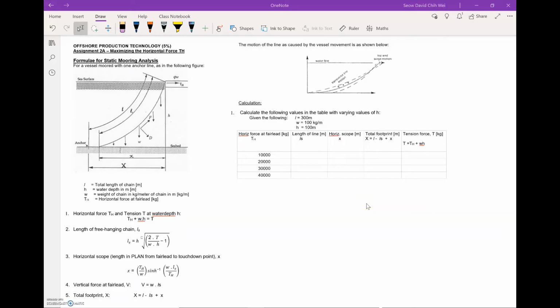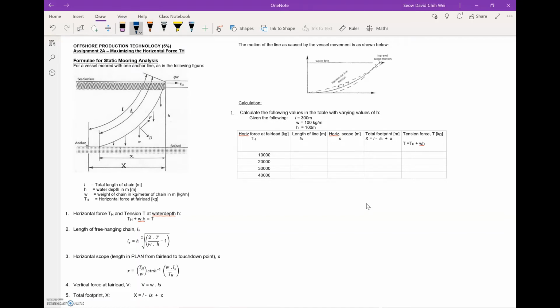Hi everyone, I'm going to run through the static mooring analysis calculations from assignment 2A, and in front of us we have the formula sheet on the left and the example on the right. I'm going to run through the formula sheet first and understand what these formulas are.